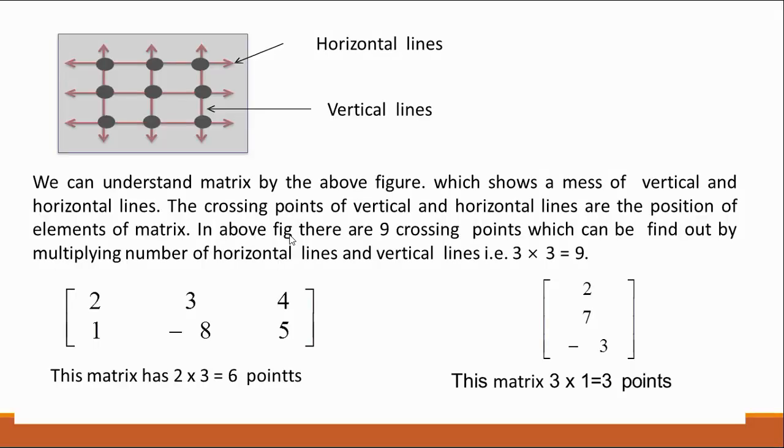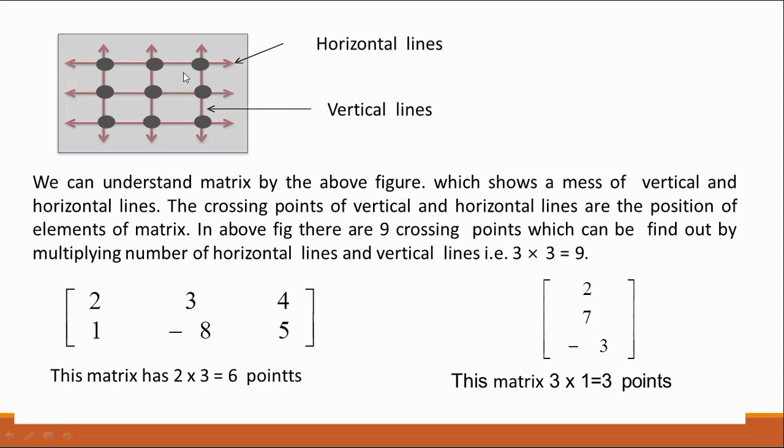Dear student, here you see a picture. This is a representation of a matrix. You can understand a matrix by this figure, which shows a mesh of vertical and horizontal lines. The crossing points of vertical and horizontal lines are the positions of elements of the matrix. In this figure, there are 9 crossing points, which can be found by multiplying the number of horizontal lines and vertical lines. That is, 3 multiplied by 3 is equal to 9.